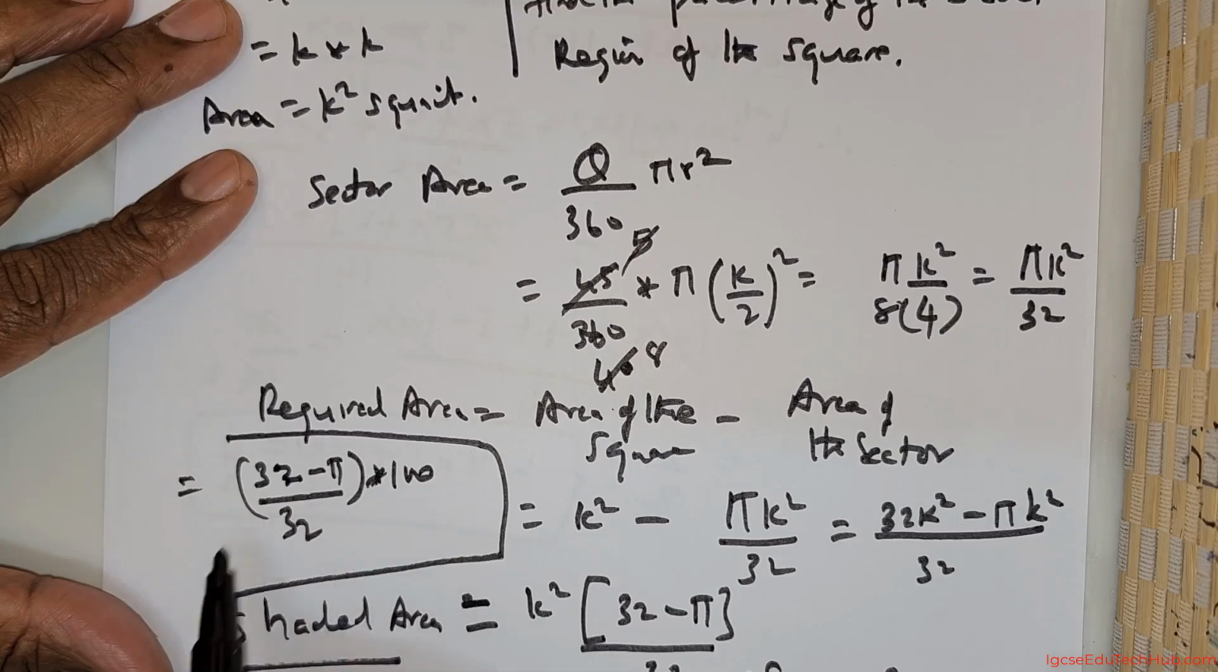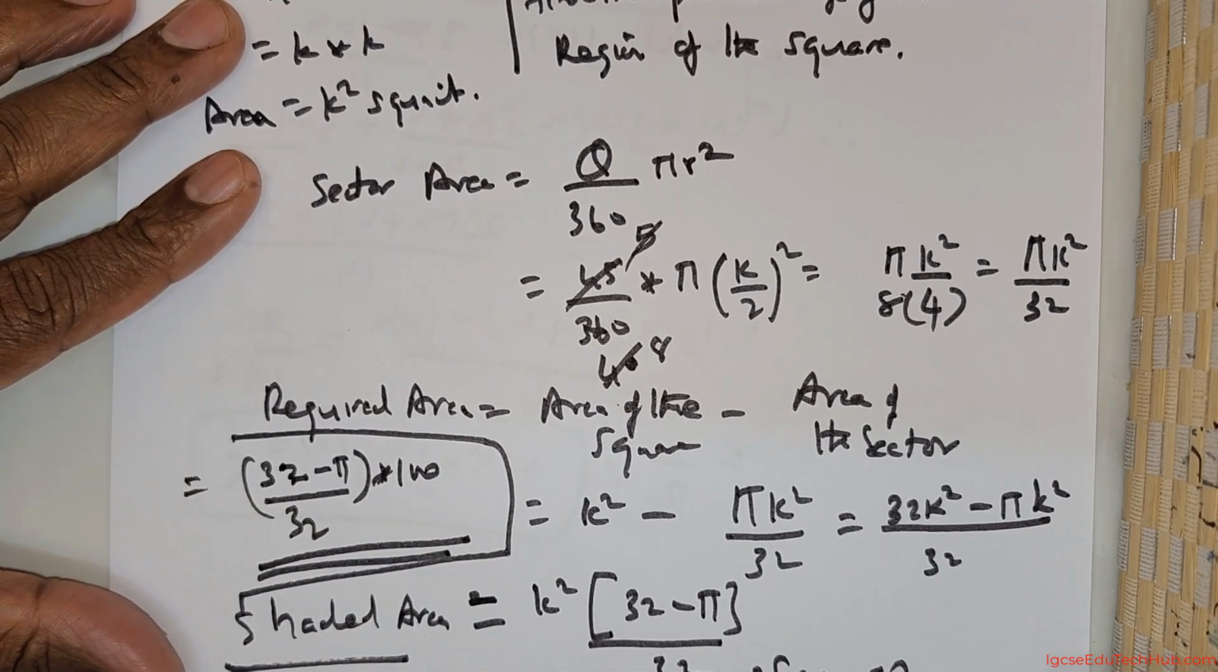Okay, you can either write it like this, or you can just divide by 32 both the components and write it. Of course, I think this is the better way to represent it, and we move on to the next question.